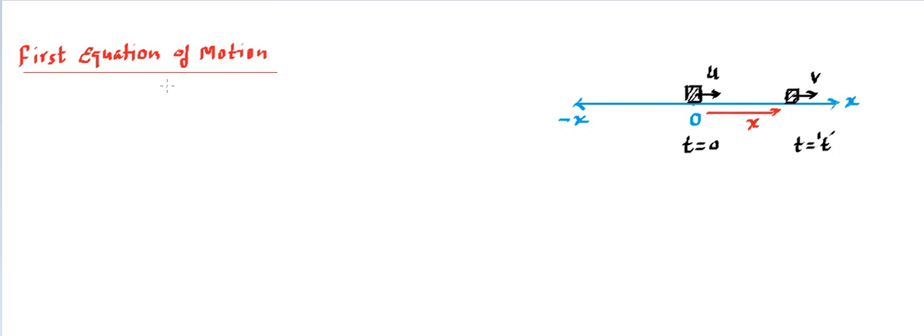Now these equations of motion that we are going to derive are being used under a condition. Let me write a disclaimer over here: where we need to use these equations of motion, the motion has to be one dimensional, so 1D motion, of course. And a, which is acceleration, has to be constant.